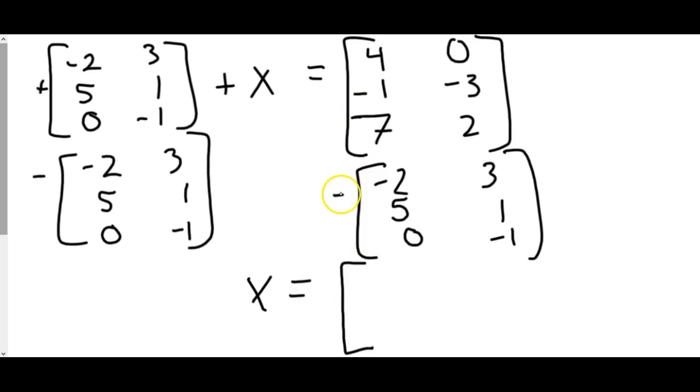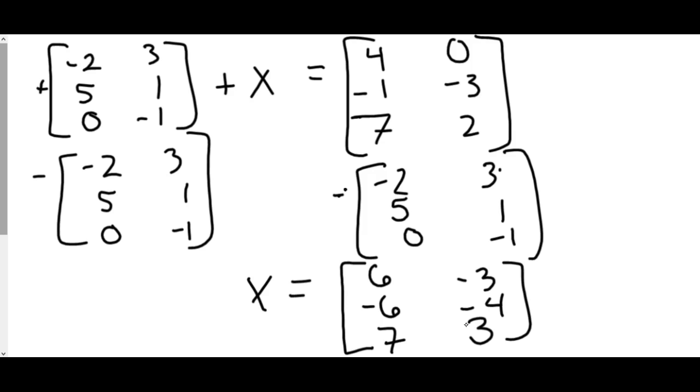We have 4 minus negative 2, that's actually the same as 4 plus 2, so 6. 0 minus 3 is negative 3. Negative 1 minus 5 is negative 6. Negative 3 minus 1 is negative 4. 7 minus 0 is 7. And 2 minus negative 1, there's our minus negative again, so 2 plus 1 is 3.